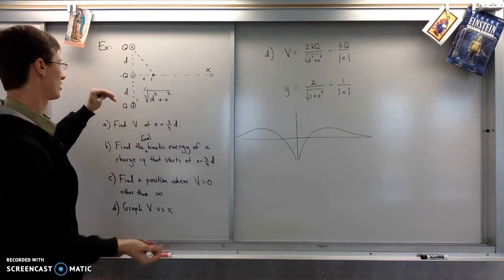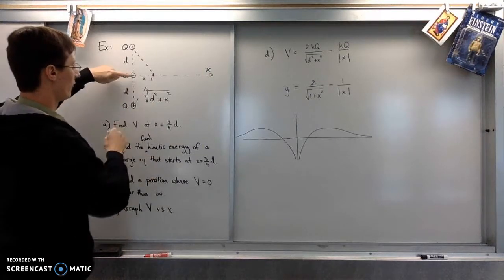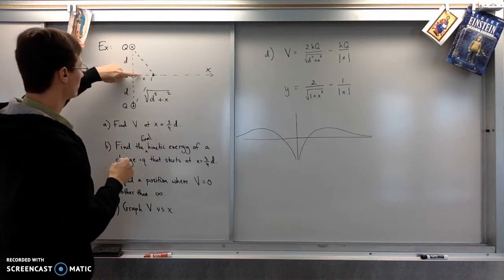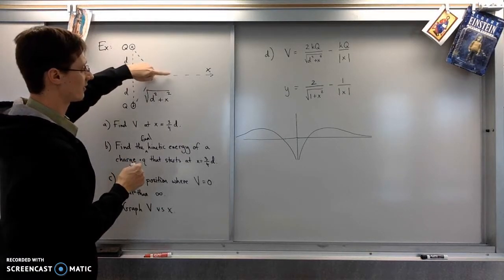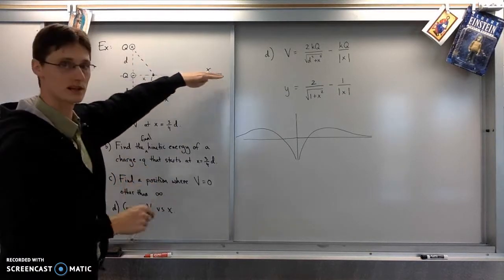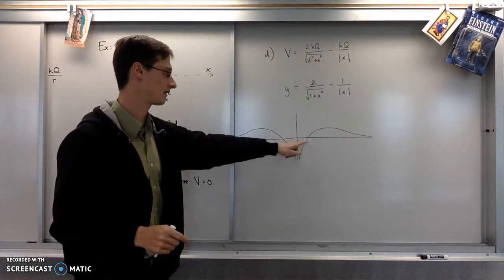Okay, so the shape then ought to look something like very negative potential here, 0 somewhere around here, up into positive territory, and eventually taper off down to 0. That's what you're seeing in this graph right here.